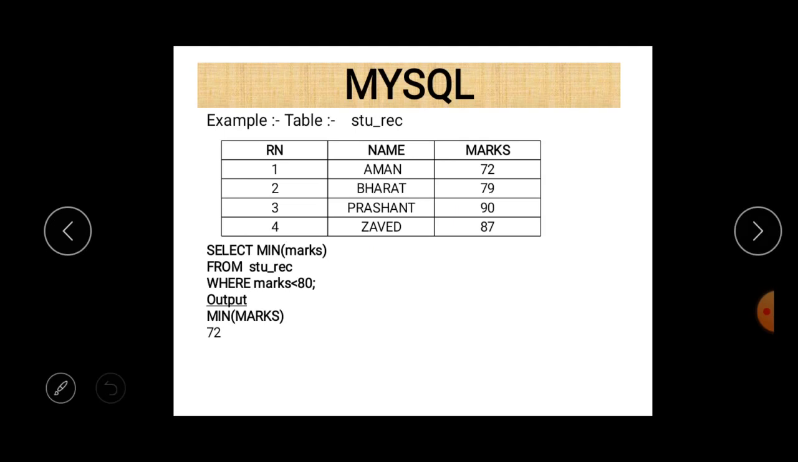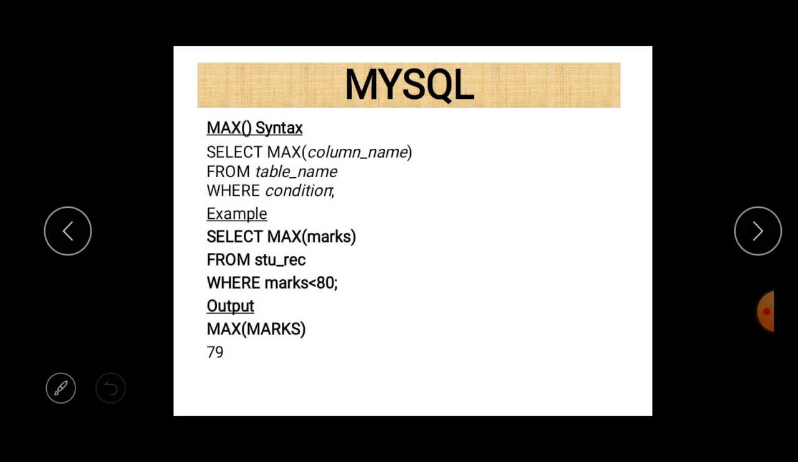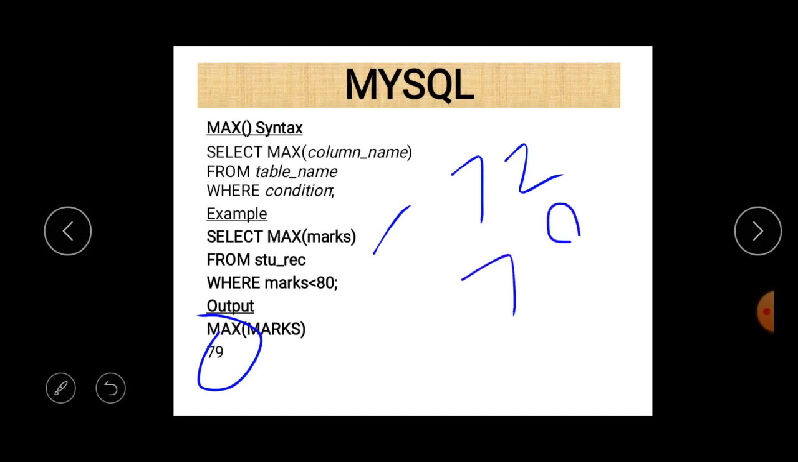Next is MAX. Maximum is basically just the opposite of the minimum, so it will calculate the maximum marks. Rest all things are the same. So the maximum marks here is 79, so it will find the maximum marks between 72 and 79, and as we know, 79 is the highest value among these. So 79 will be our answer.